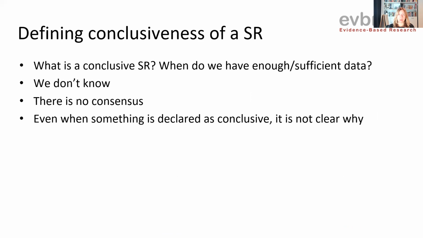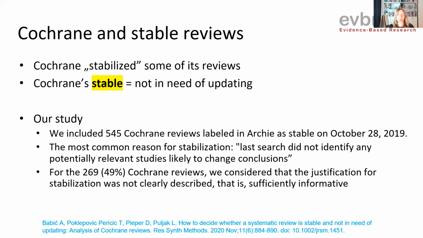Another point which needs to be further discussed in the research field is how to define what is a conclusive systematic review, meaning when do we have enough or sufficient data that we no longer need primary research or new secondary research, new systematic reviews. But we simply don't know because there is no consensus and there is not much work in this field. Even when something is declared as conclusive, it is often not clear why. So we have tackled this question recently in 2 papers that were published in Research Synthesis Methods. In the first paper, we addressed reviews that Cochrane has declared as stabilized. For Cochrane, a stable systematic review is one that is not in need of updating.